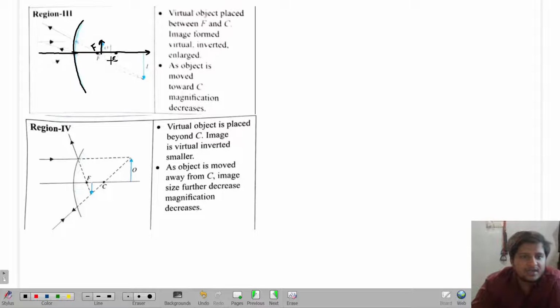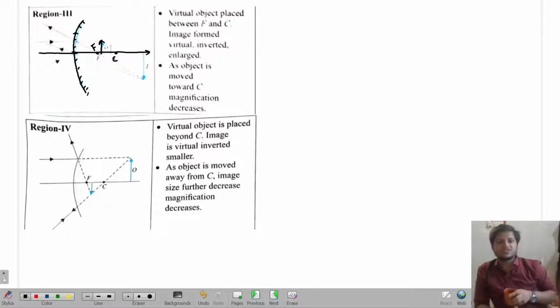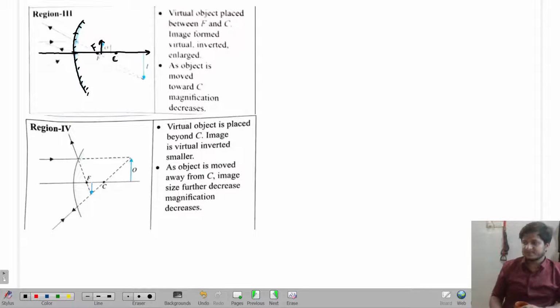Remember that it is erect in nature. So for this case, what kind of image am I going to get? This is my concave mirror itself. This was a question of JEE Advanced 2013, I think. When a virtual object is placed between focus and curvature, inside the mirror, what kind of image do you get?